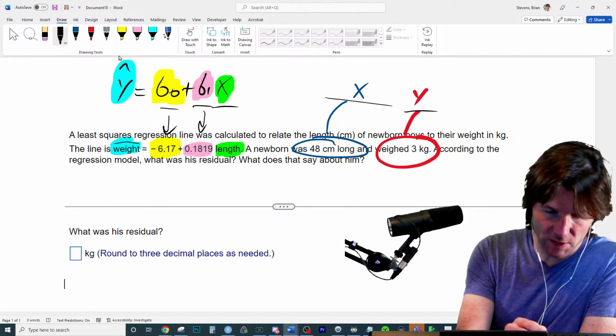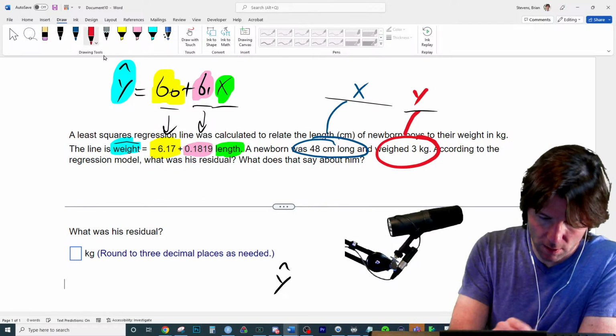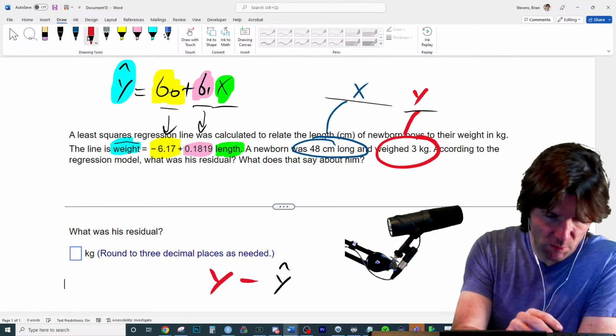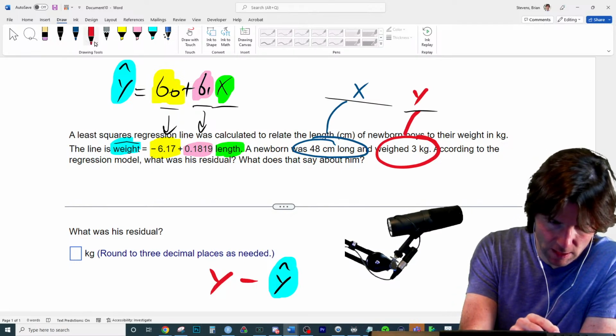To find a residual, the formula for a residual is actual minus predicted. So residual, which is E.